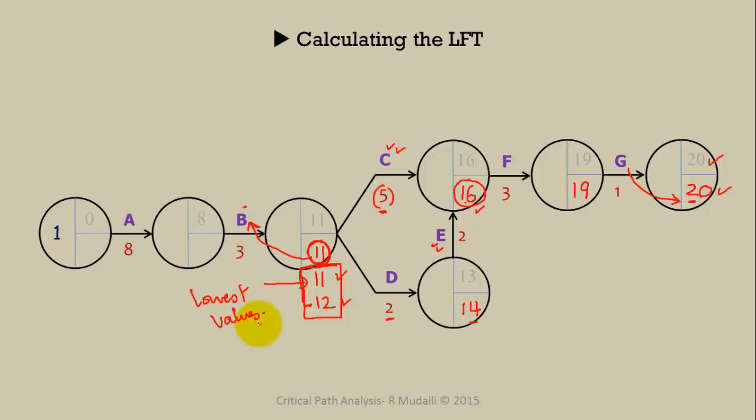So working back again, 11 minus 3 equals 8. And 8 minus 8 equals 0. That's good. And you might guess if the answer was 12 here, 12 minus 3 is equal to 9, and 9 minus 8 equals 1. So it's not good. It should be 0. The LFT of the first node should be 0, and the LFT of the last node should be the same as the EST of that last node.